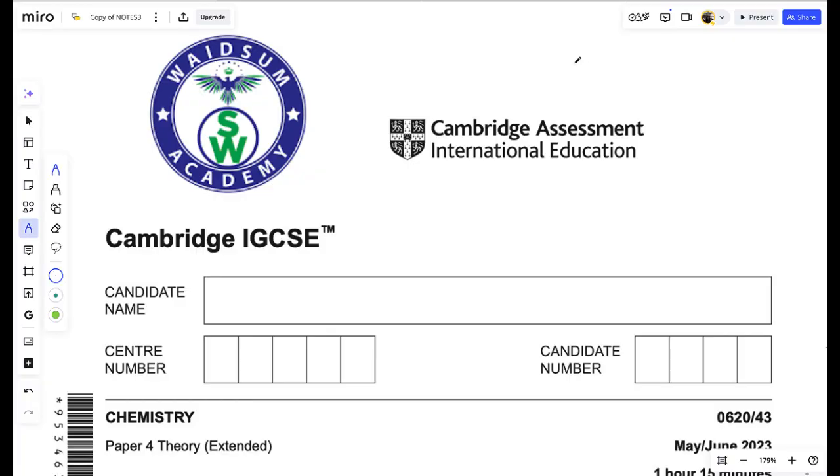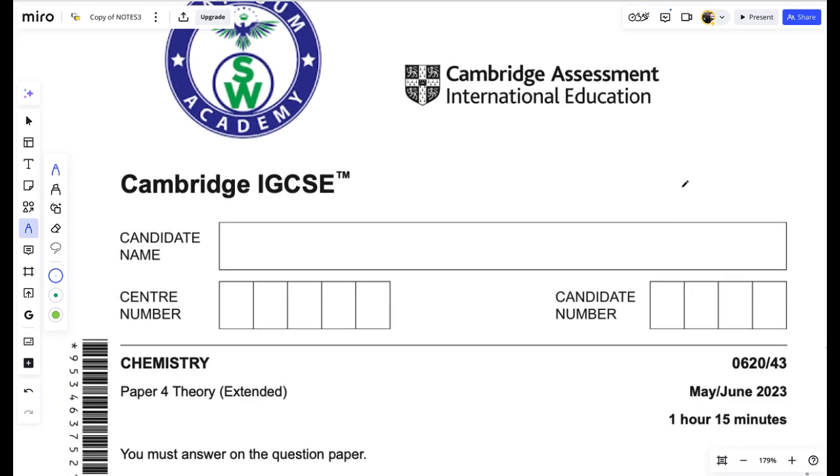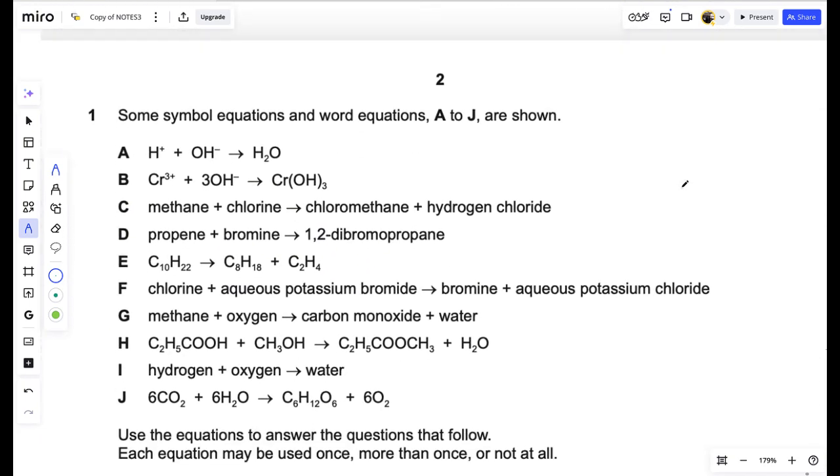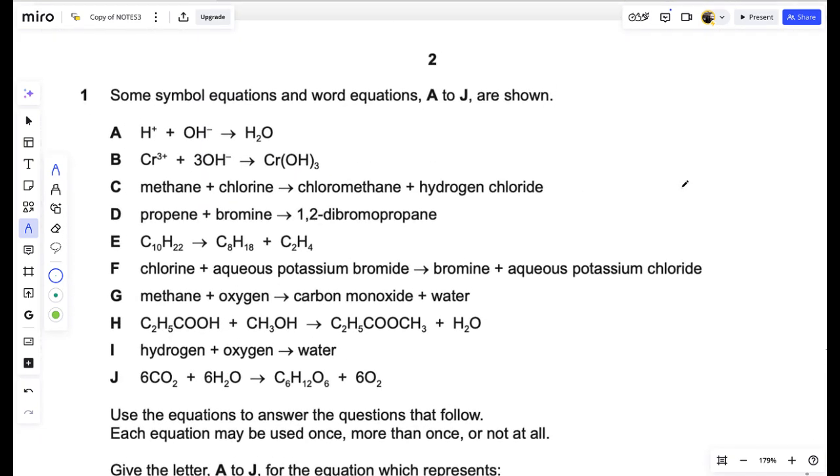Today we'll be looking at chemistry, IGCSE, paper 4, May/June 2023. Paper 4-3, May/June 2023. Without much ado, let's quickly begin. Now, here are some questions.